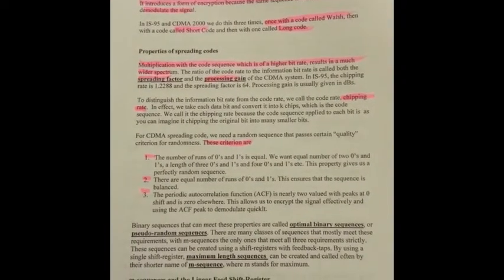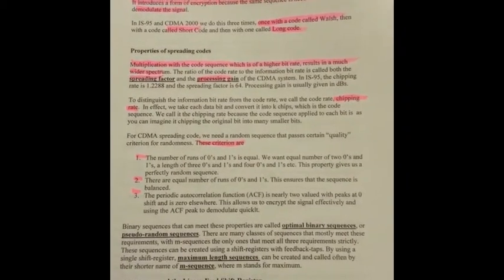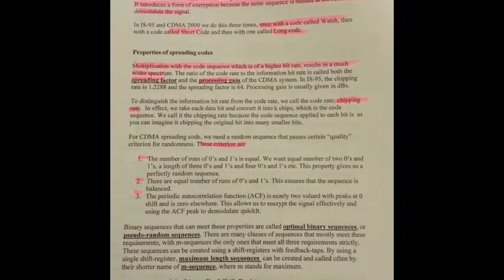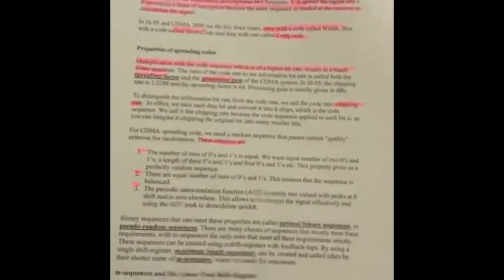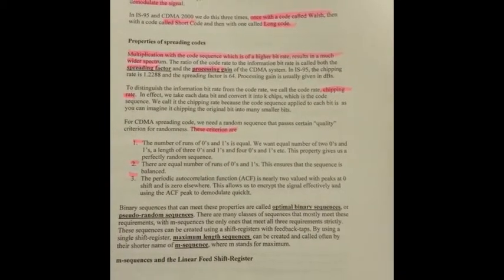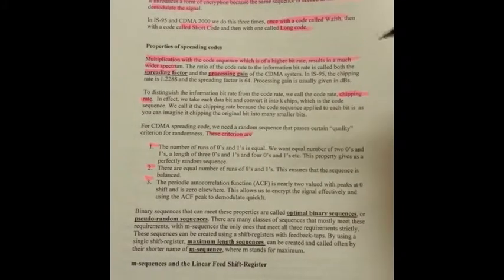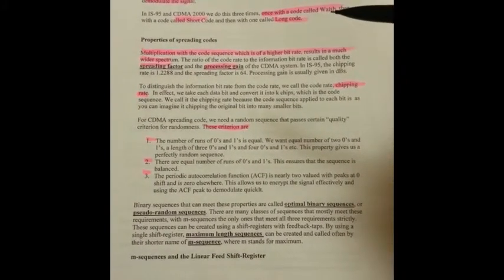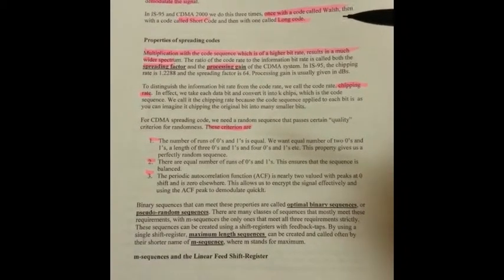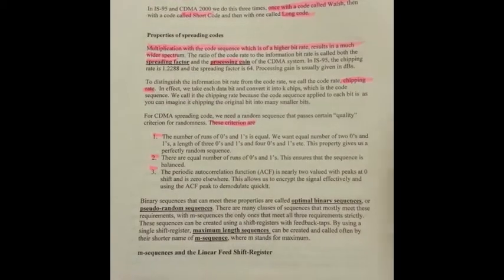Aside from spreading the signal spectrum, modulating with the binary sequence also introduces a kind of encryption, because you need the same sequence at the receiver to demodulate the signal. And they do this 3 times. The first time with a code called the Walsh code, then with what they call a short code, and then with what they call a long code.